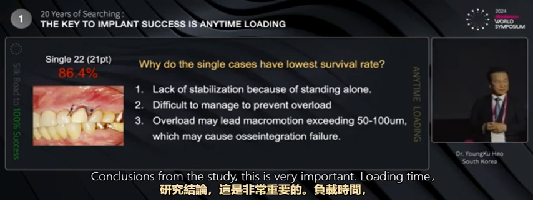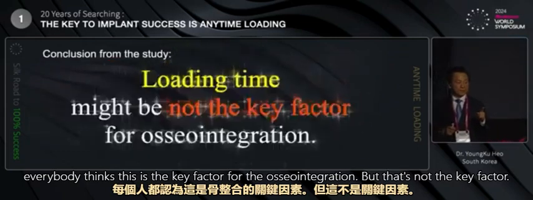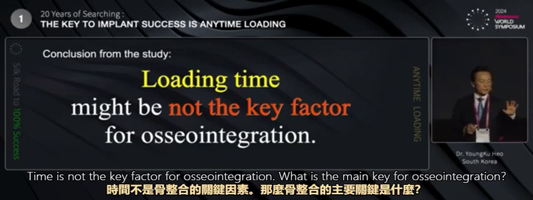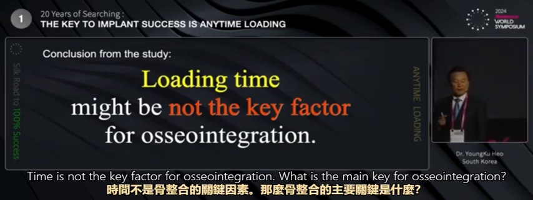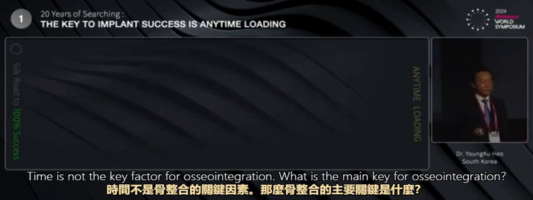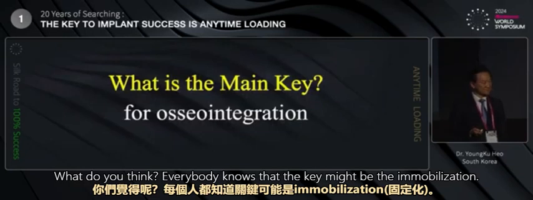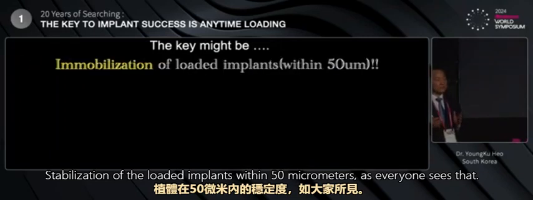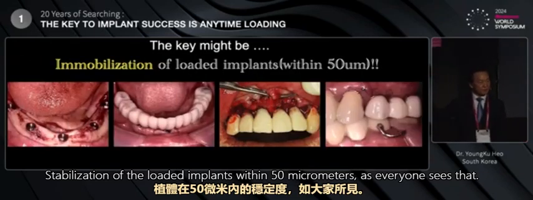Conclusions from the study. This is very important. Loading time. Everybody thinks this is the key factor for osseointegration, but it's not. Time is not the key factor for osseointegration. Now, what is the main key for osseointegration? What do you think? Everybody knows that. The key might be the immobilization, stabilization of the loaded implants within 50 micrometers, as everybody sees.